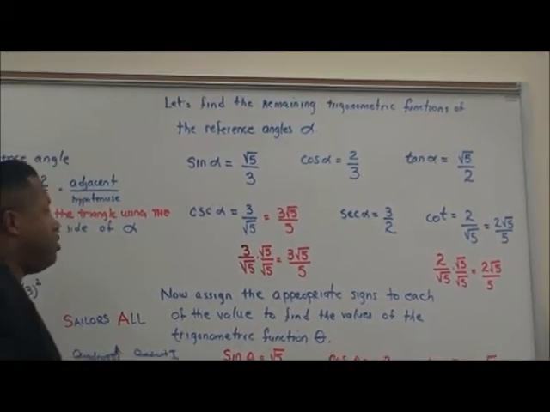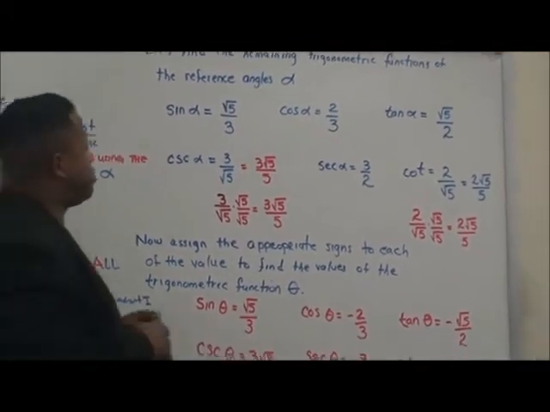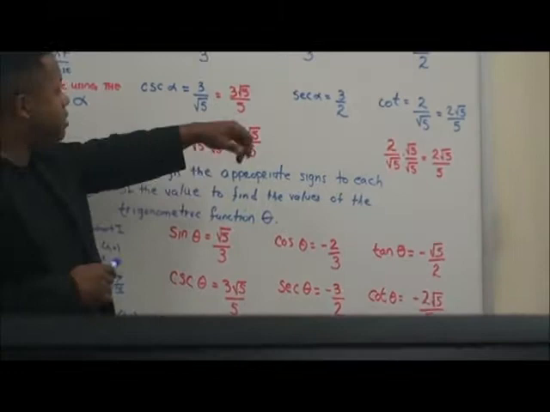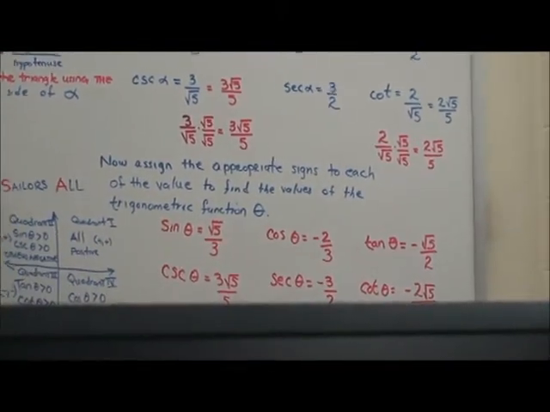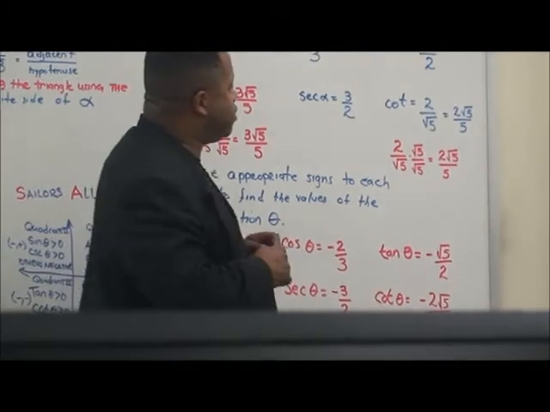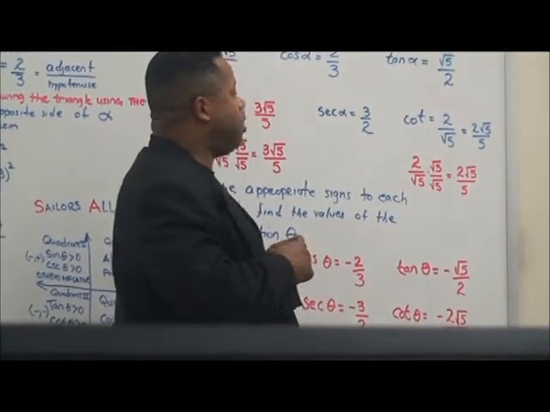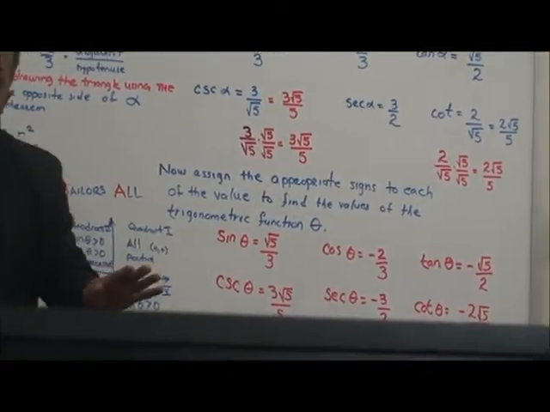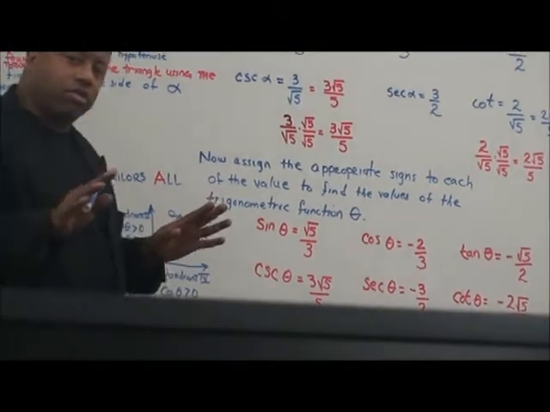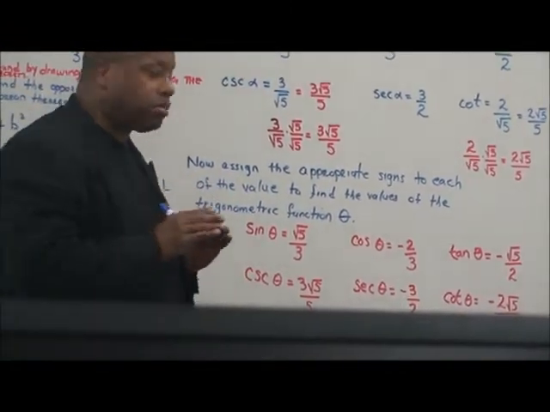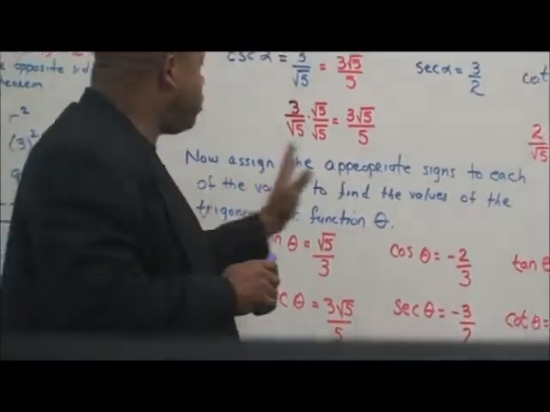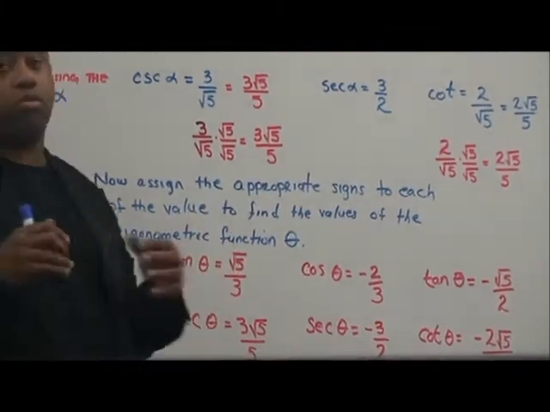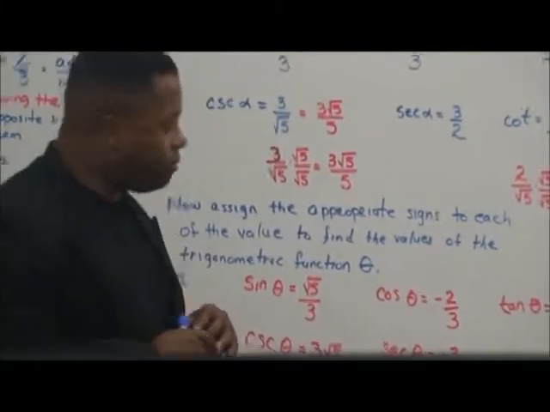Taking the reciprocal of those, we had to do some simplifying, rationalizing the denominator. And here's what we get: cosecant alpha is 3 times the square root of 5 divided by 5. For secant alpha, we get 3 over 2. And for cotangent, we get 2 times the square root of 5 over 5. Now, after we found alpha, our reference angle, we have to make the adjustments and assign the appropriate signs to each of the values. This is what we're going to do for the second part of this problem.